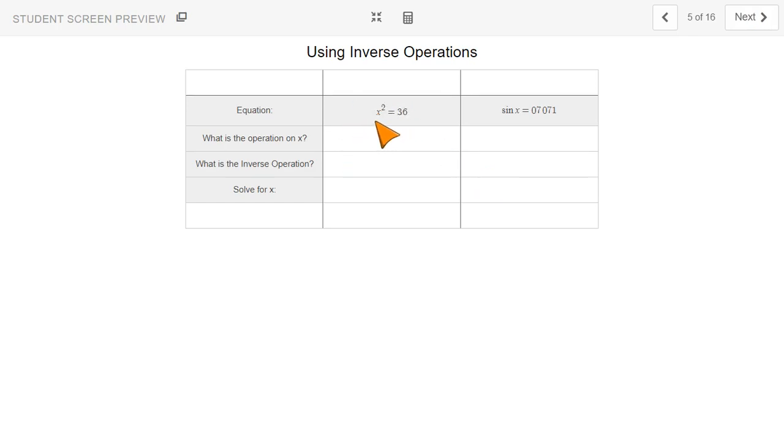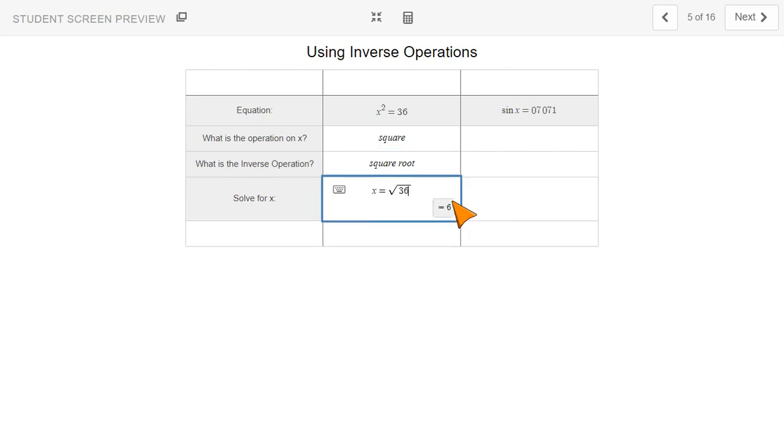Let's do another one. If I have x squared is equal to 36, the operation that's being applied to the x is a square. The inverse operation, or the opposite, in order for me to isolate for x, is to get the square root. So I have x is equal to square root of 36. We get our answer of 6.